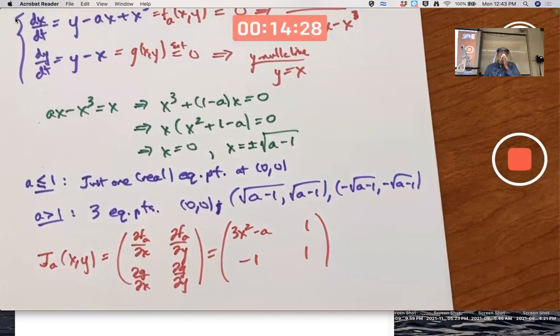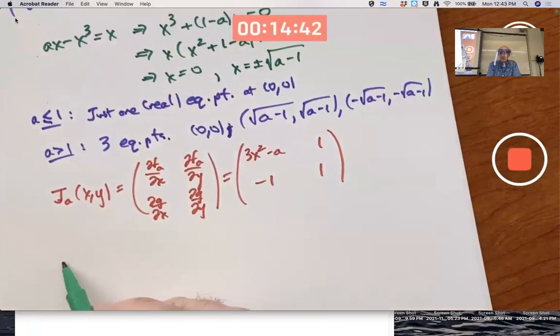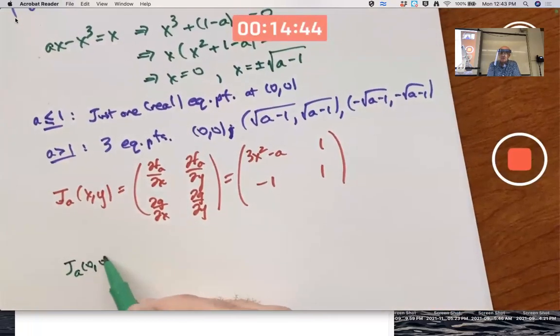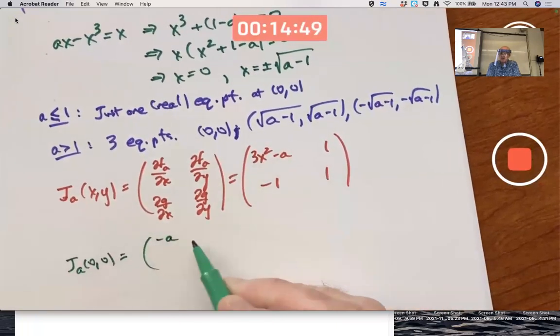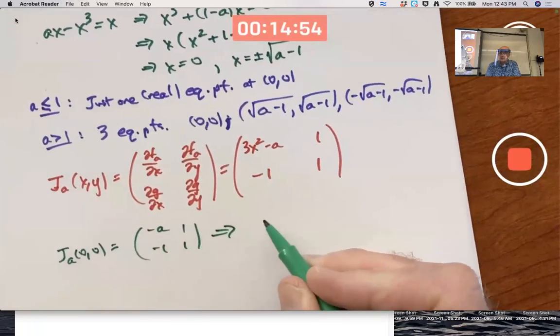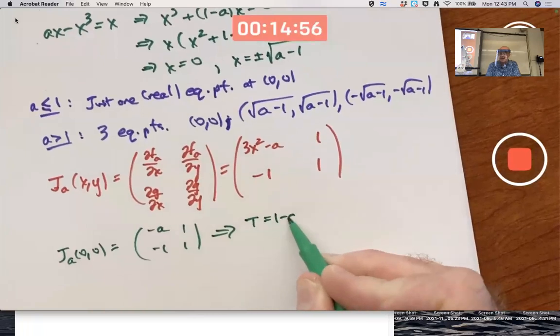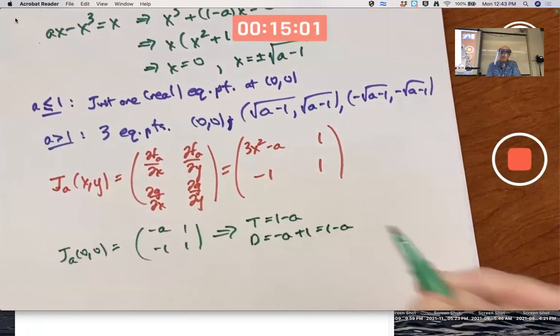You always evaluate the Jacobian matrix at equilibrium points. Not that you can't evaluate it somewhere else, but it's just not as useful. So at the origin, which is always an equilibrium point no matter what a is, what we get when we plug in x equals 0, we get a -a up there, 1, -1, 1. Probably it's useful to think about the trace and determinant. The trace is going to be 1 minus a, and determinant will be -a plus 1, also 1 minus a.